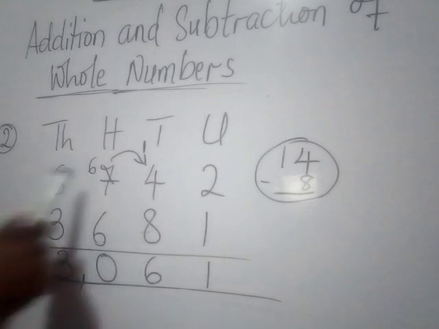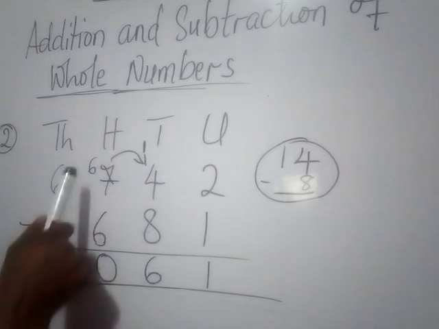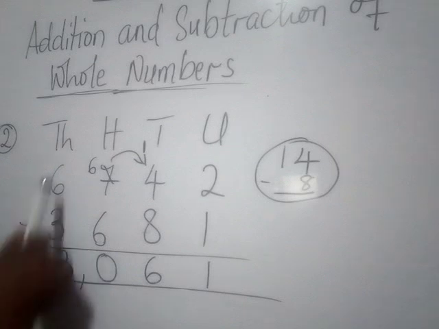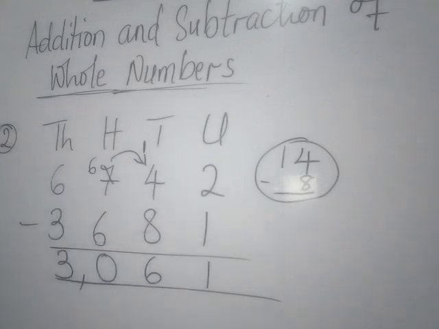Okay, so remember, you've taken 1 from this 7. What we have left now is 6. So 6 minus 6, you have 0. 6 minus 3, you have 3. Okay, so let's take one more example of this before we move on to decimal numbers.